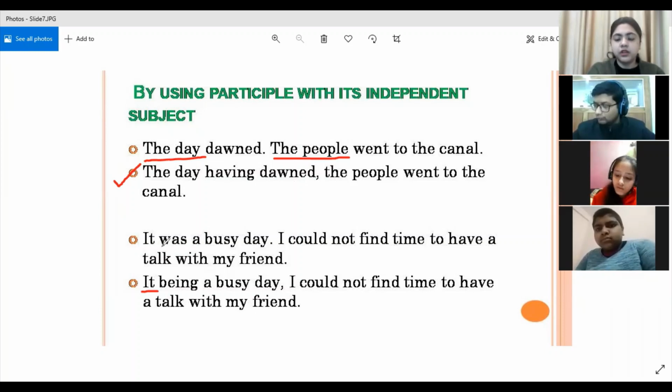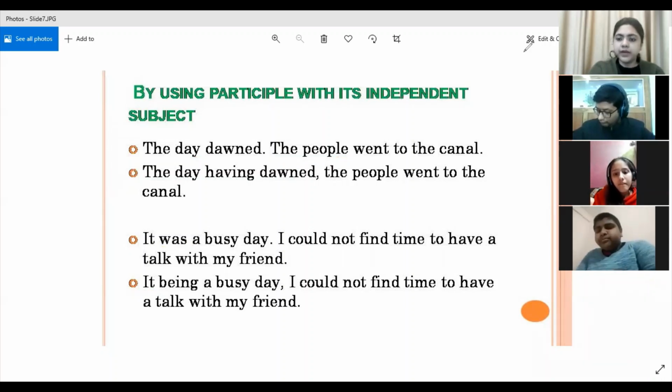Because of the presence of the word was. Was is a be verb. So instead of be, we will be using being. It being a busy day, comma, I could not find time to have a talk with my friend. So this is how you will combine two simple sentences which have two different subjects, okay, into a simple sentence by using a participle.